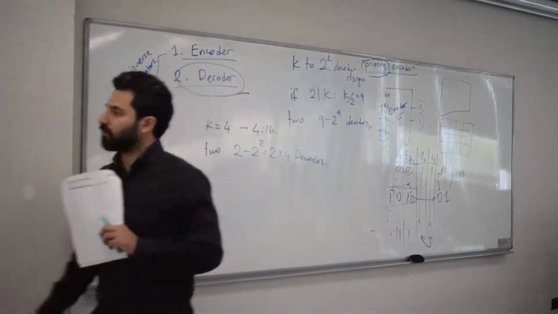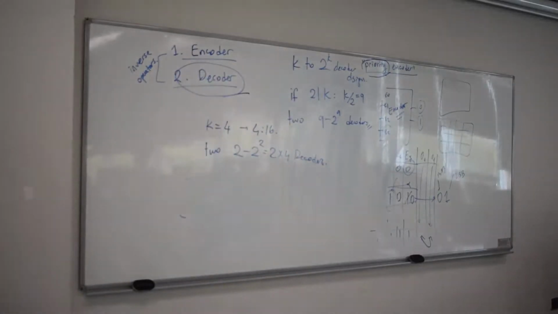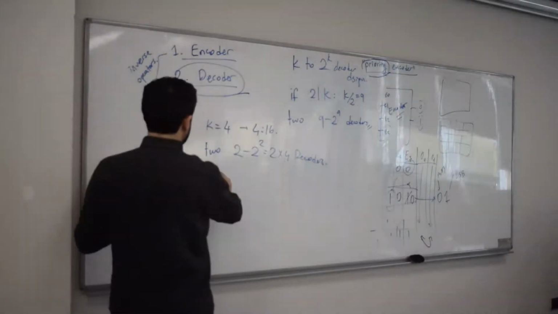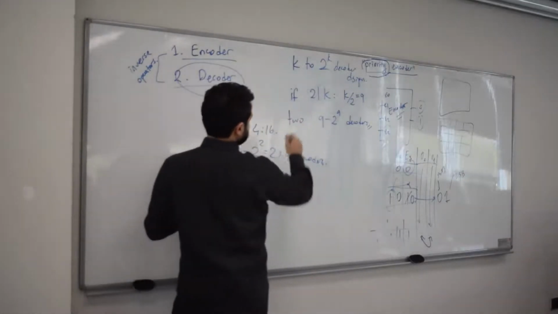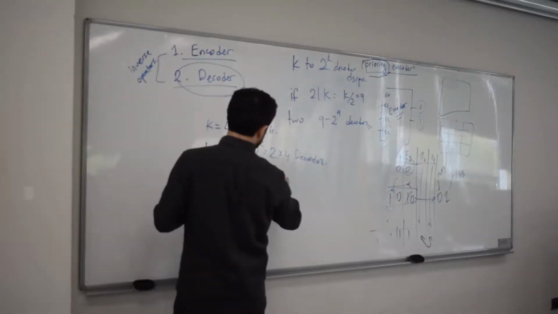Okay, and that's exactly what I've done in here, right? In here. How about k equals 5? This is going to be, again, this formula. You got 5 to 32.